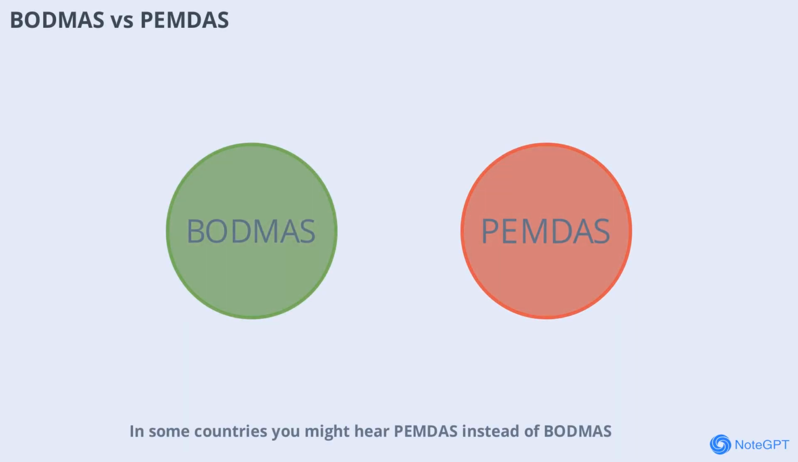In some countries you might hear PEMDAS instead of BODMAS. They mean the same thing: parentheses, brackets, exponents, orders, multiplication, division, addition, and subtraction. The only difference is the terminology. Both rules guide you through the correct order of operations. So whether you use BODMAS or PEMDAS, you'll always get the right answer if you follow the steps.